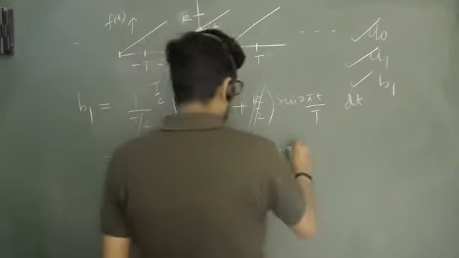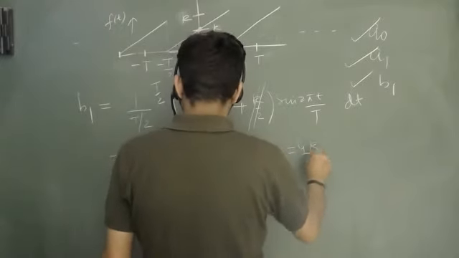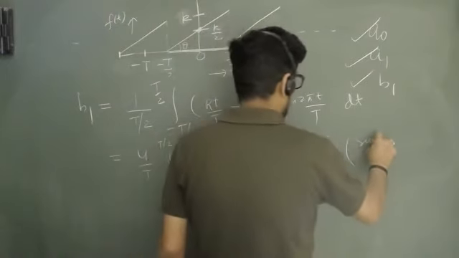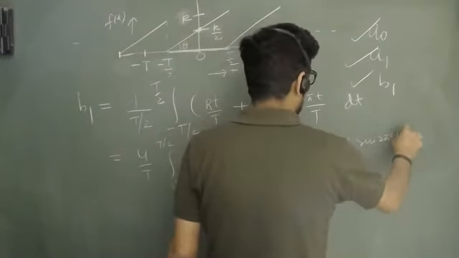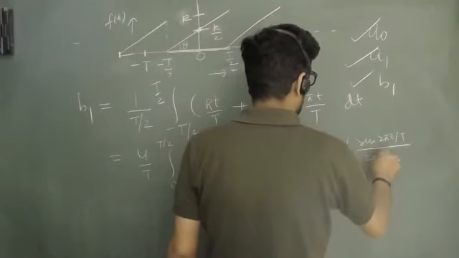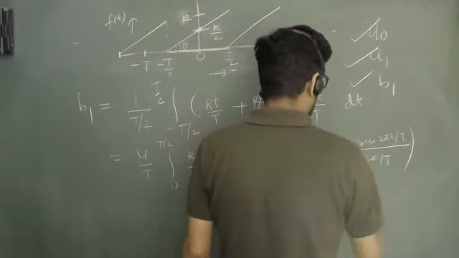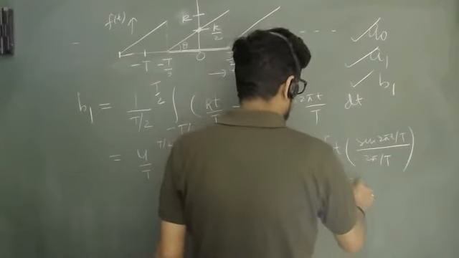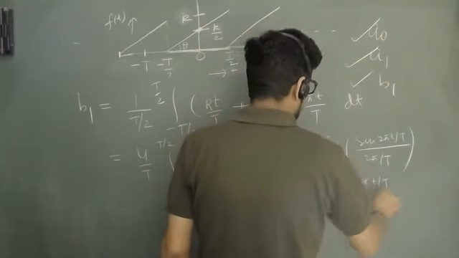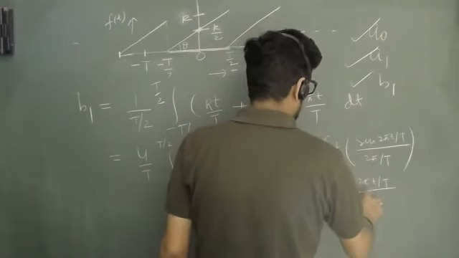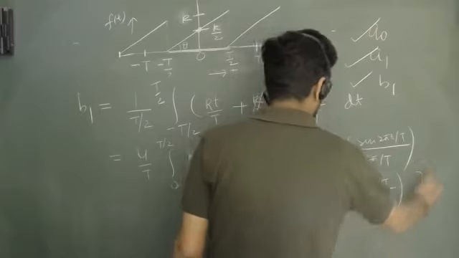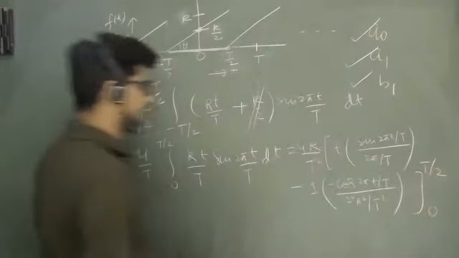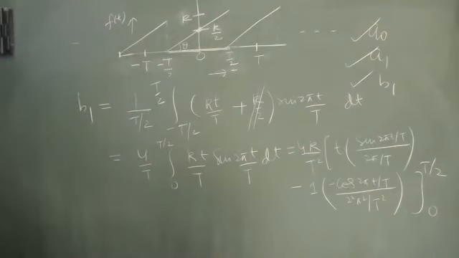So it will become 4k by t square. First function integration of second will be sine 2 pi t by t over 2 pi by t, minus derivative of t is 1, and integral of this will become minus cos 2 pi t by t over 2 square pi square and t square bracket close. Limit will be 0 to t by 2. Please see this.